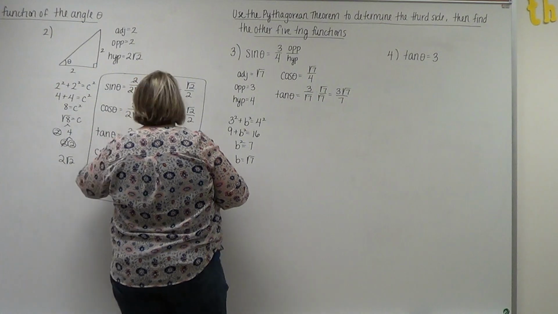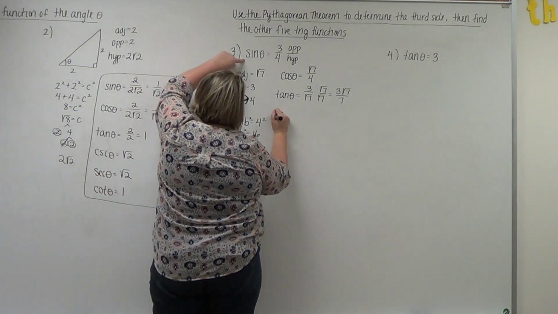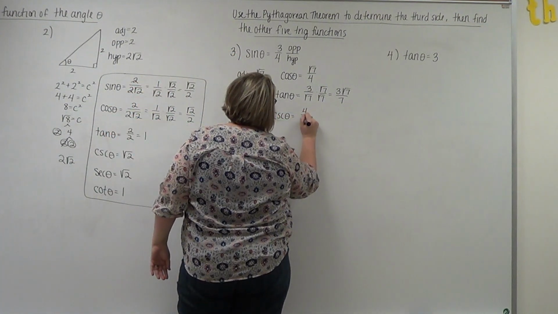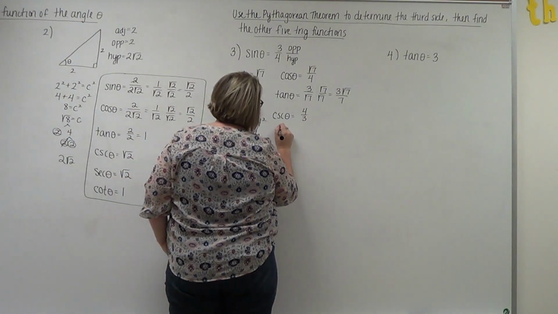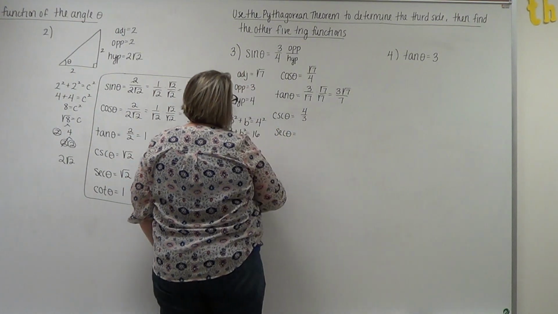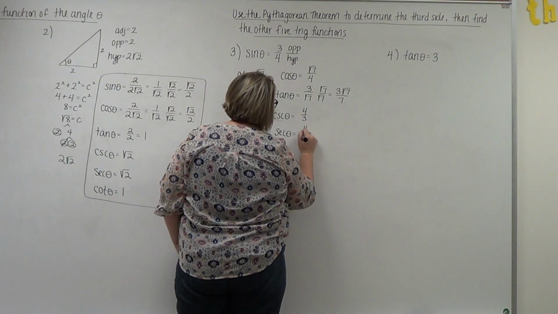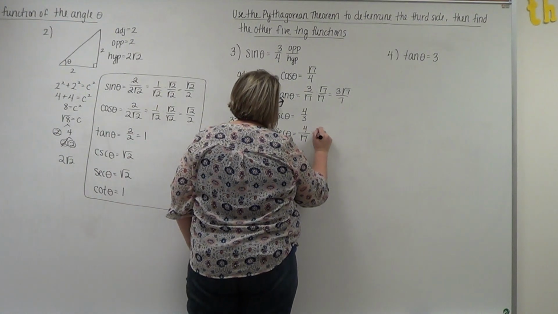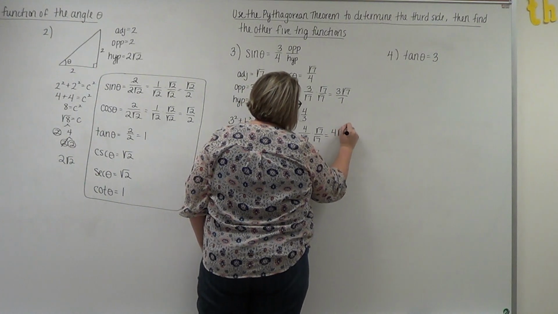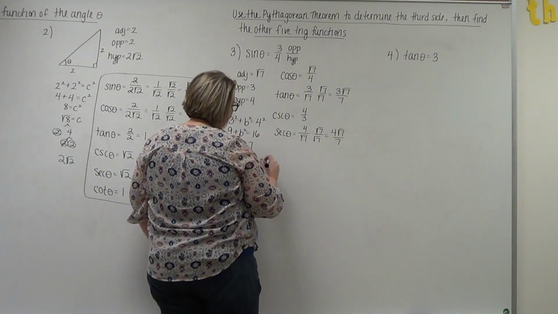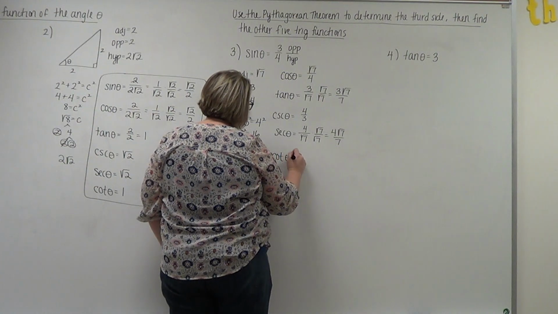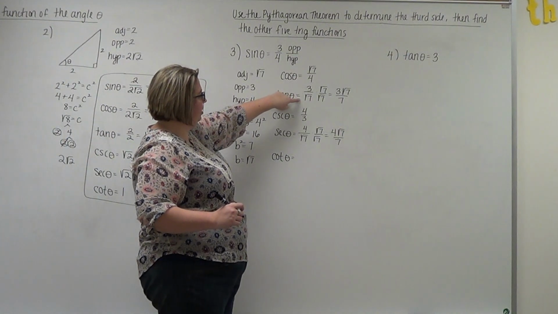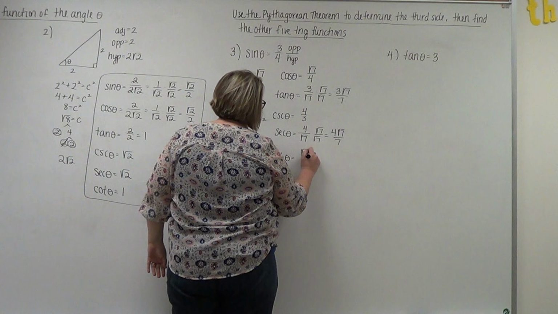Okay, then we're going to do the reciprocals. So the reciprocal of sine is cosecant. So cosecant would be 4 over 3. The reciprocal of cosine is secant. So that'd be 4 over the square root of 7. Okay, can't leave square root of 7 on bottom, so we're going to rationalize it. So this would be 4 square root of 7 over 7. And then cotangent is the reciprocal of tangent. So before I rationalized tangent, I had 3 over the square root of 7. So if I flip that, I have the square root of 7 over 3.